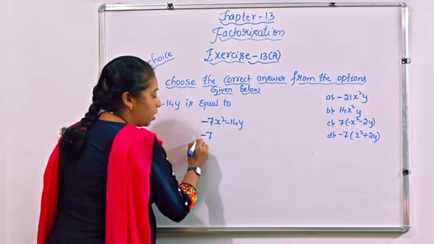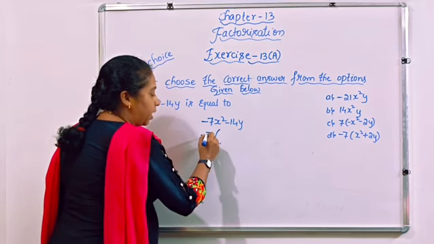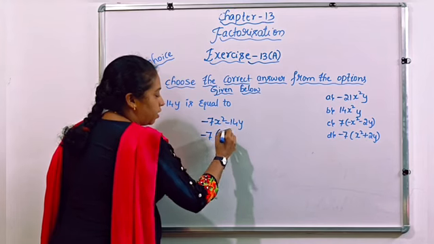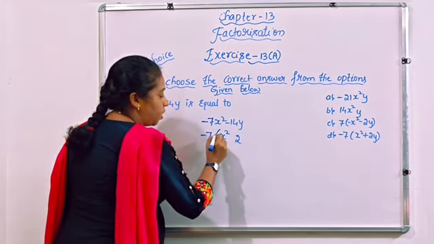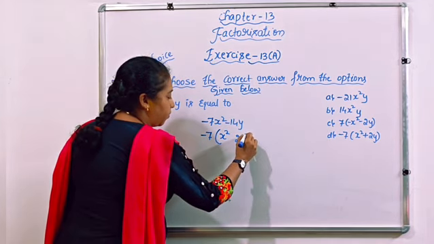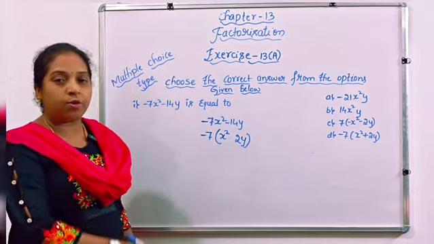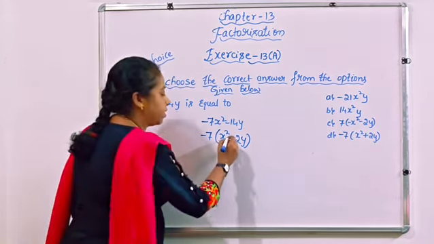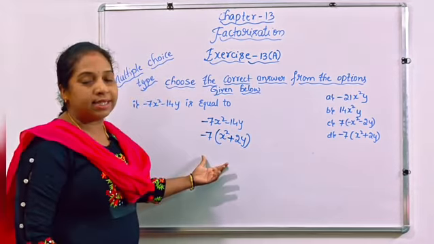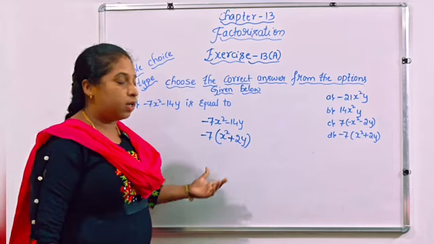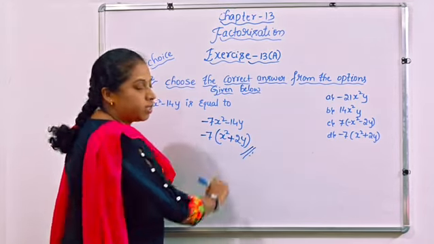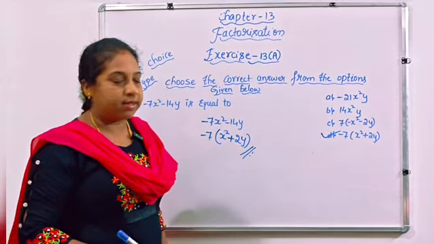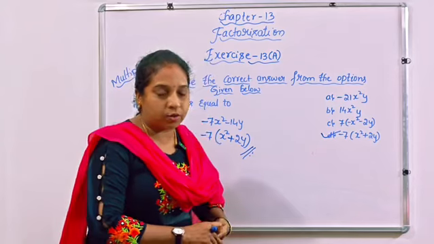If we take common minus 7, then in the bracket it will come x square. 7 twos are 14, so 14y gives 2y. Now which sign do we have to write? Minus into minus will come plus. So this will be the answer. In the options, D one is the correct answer. Let's go for the next question.